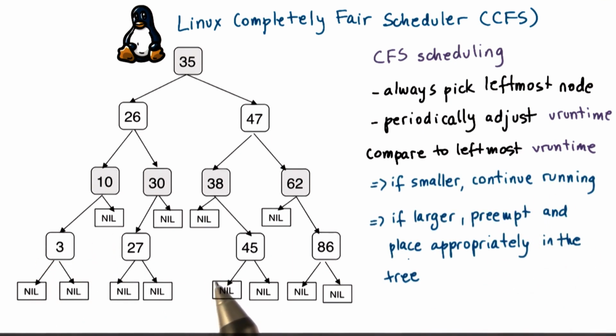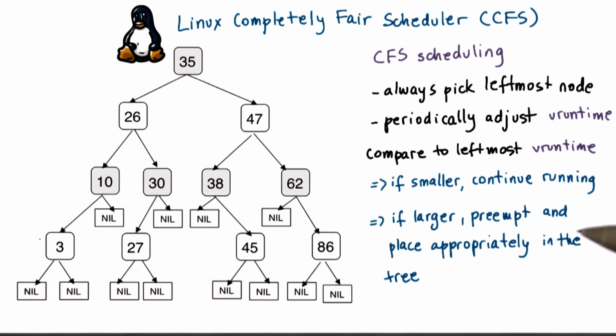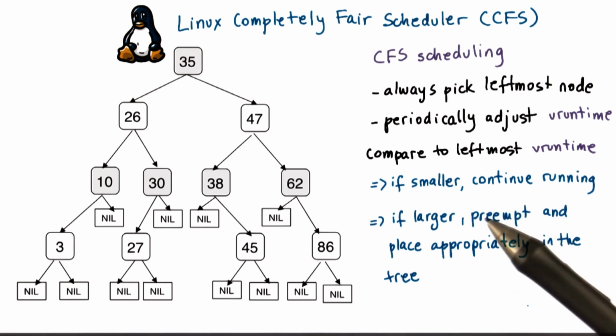If the currently running task has a smaller vruntime compared to the one that's in the leftmost node in the tree, the currently running task will continue executing. Otherwise, it will be preempted and it will be placed in the appropriate location in the tree. Obviously, the task that's corresponding to the leftmost node in the tree will be the one that will be selected to run next.